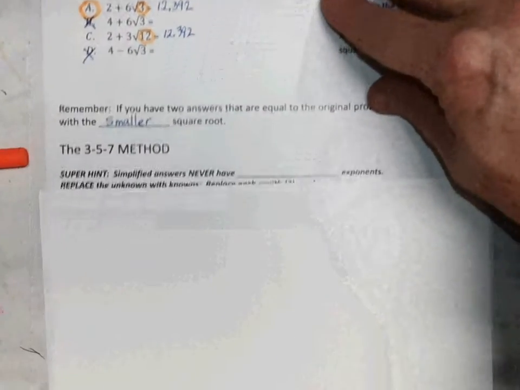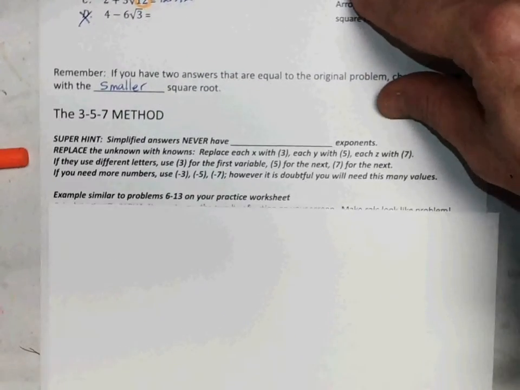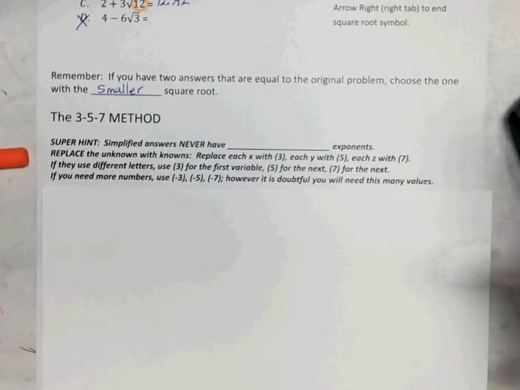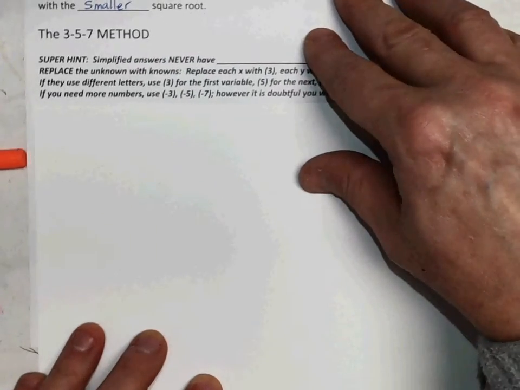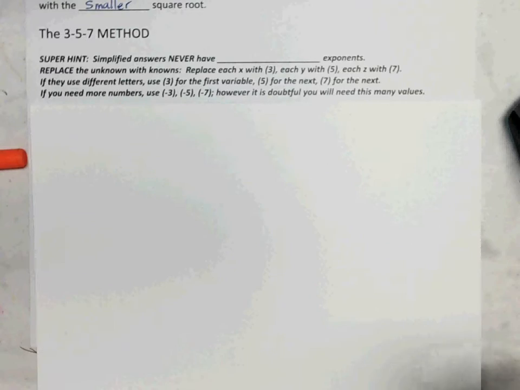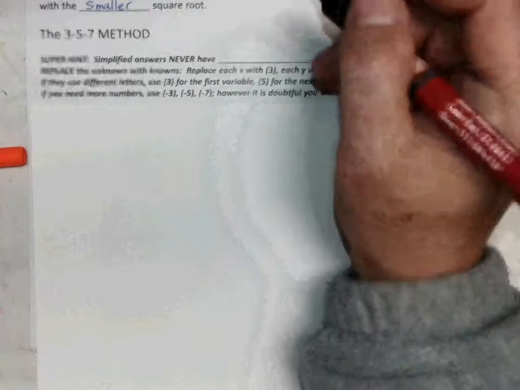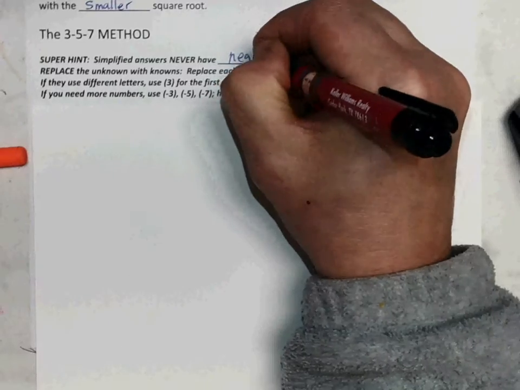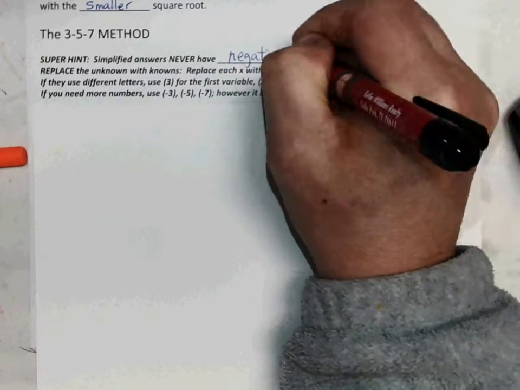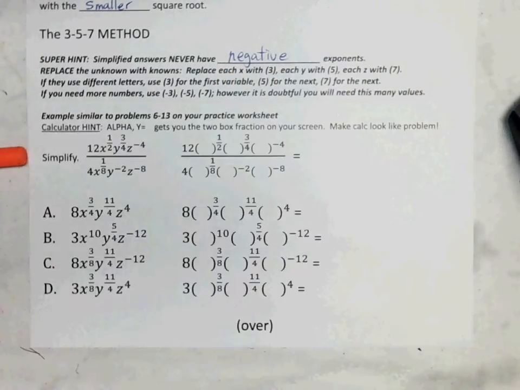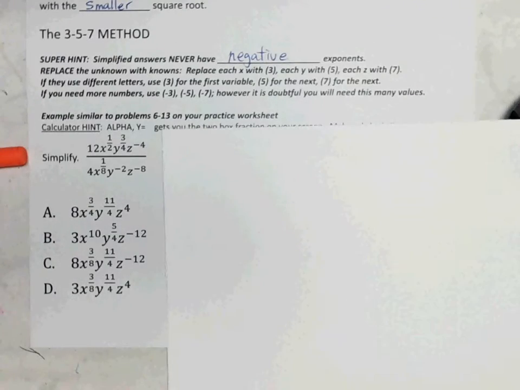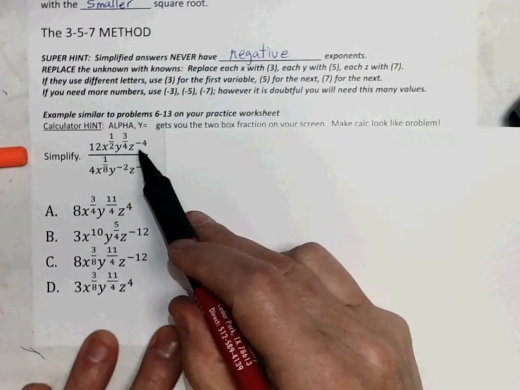So now let's go to the 3-5-7 method. Let's talk a little bit about that. Again, a test-taking strategy. Now, I'm going to give you a super hint. Simplified answers never have negative exponents.